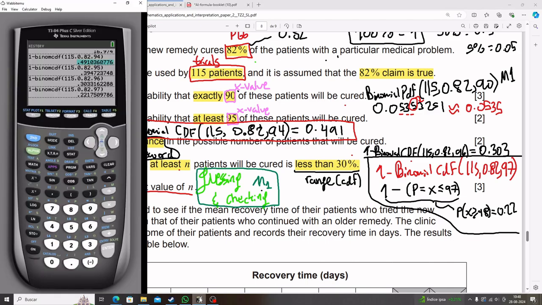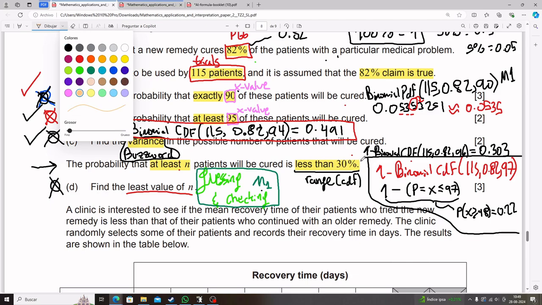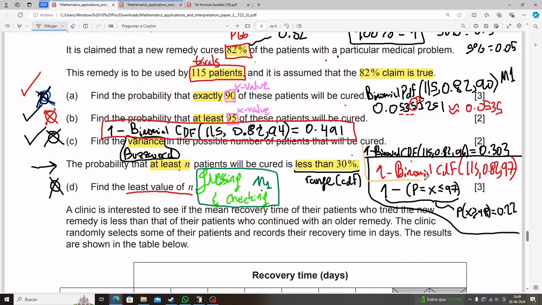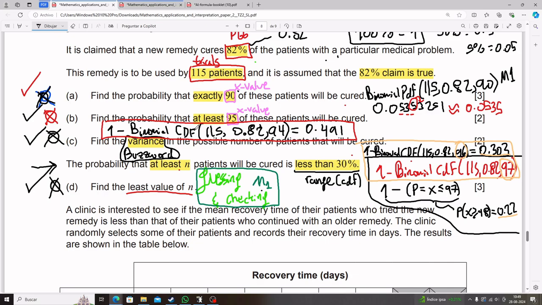You don't have to write them all. Writing 2 or 3 is good enough. And this right here is a very visually appealing answer, ¿cierto? You can see quite literally that I go from 96 to 97 until I go from a little more than 30% to a little less than 30%. So that would be for part D.